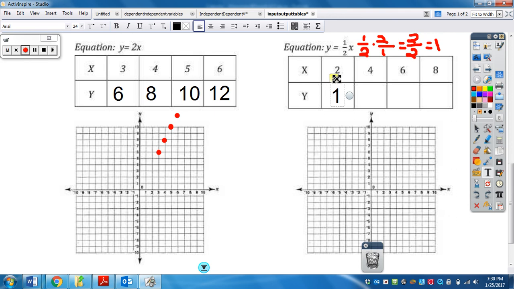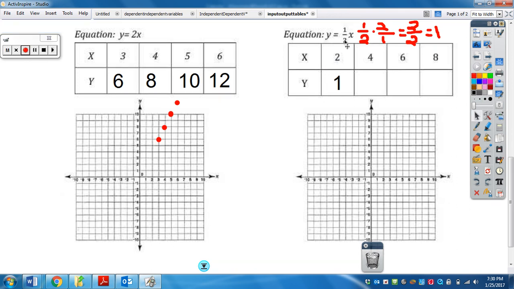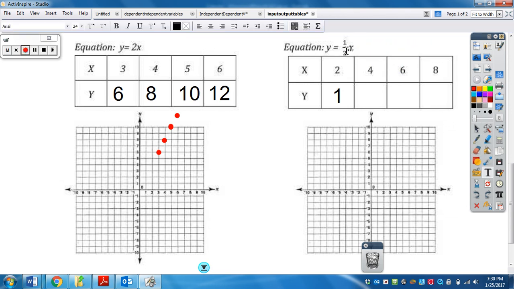Now, like I said before, when you multiply by 1/2 or 1 over 2, that's the same thing as just dividing your x value by 2. 2 divided by 2 is 1. So if we want to follow that same mind frame, we can say to ourselves, okay, I know I need to take half of my x value. So what is half of 4?